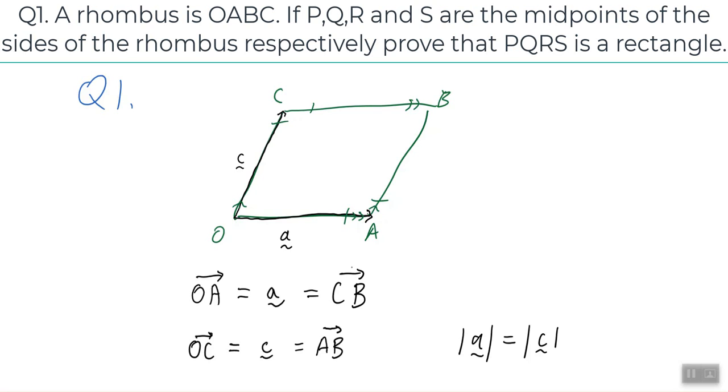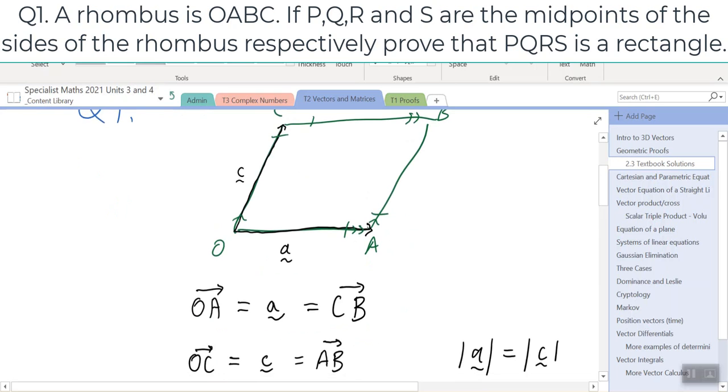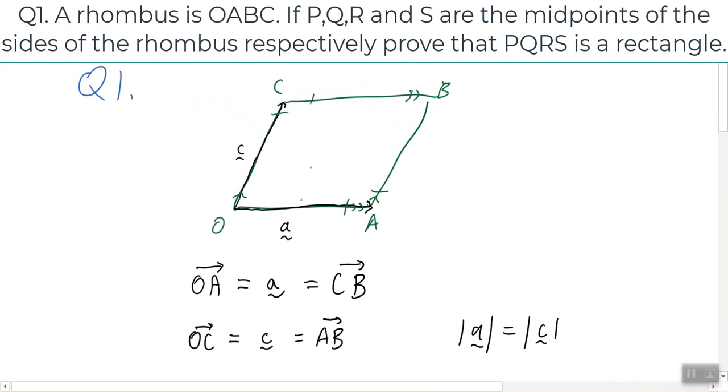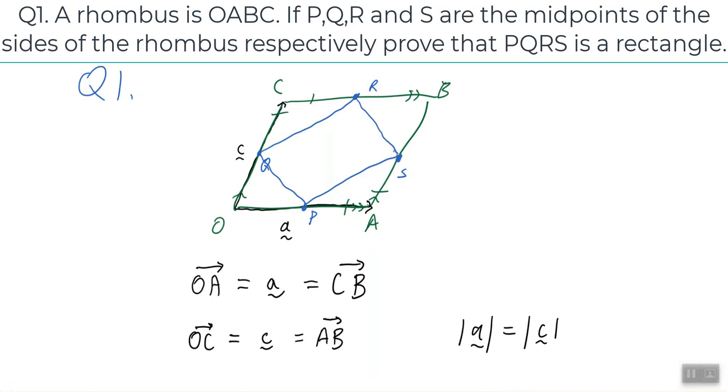So the question says, we've got a rhombus, there's points P, Q, R, S, which are the midpoints in the rhombus. P, Q, R, and S. And it forms a shape. It says, prove that the shape that's connected by those 4 midpoints is a rectangle.